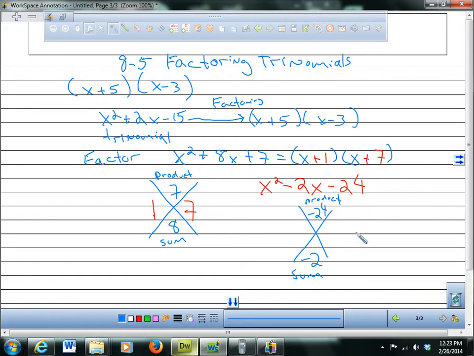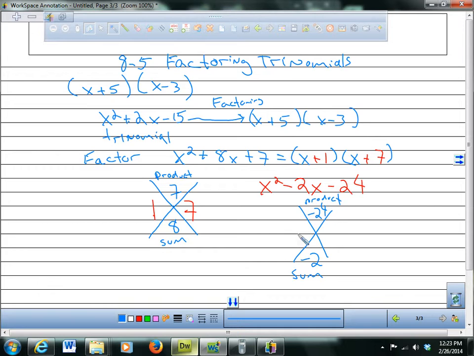This first one really only had one answer, because there were only two things I could multiply to get 7. But this one's trickier because you have lots of choices. What are some things that multiply to 24? 6 and minus 4. Very good. Jordan knew it right away, right? 6 and minus 4, is that right? Yeah, 6 and 4 multiply to 24.